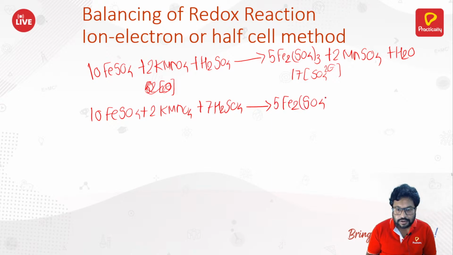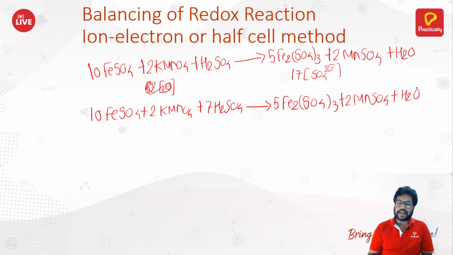Fe2(SO4)3 plus 2 MnSO4 plus H2O. So sulfate are balanced. Let's see it for the oxygen.